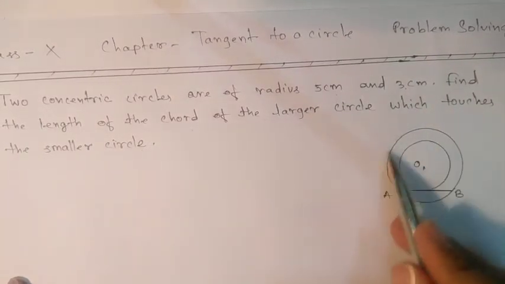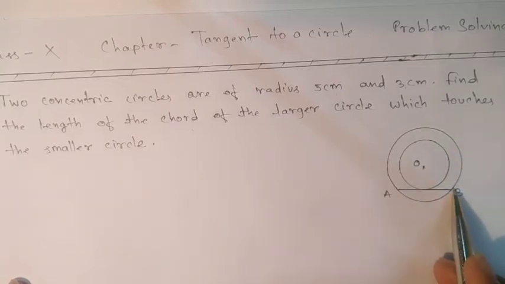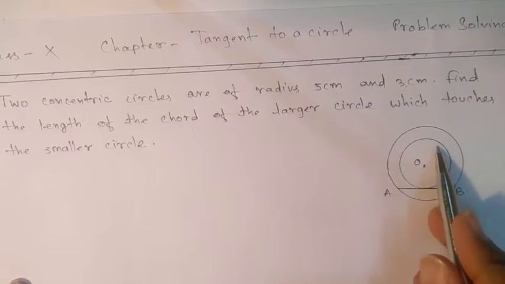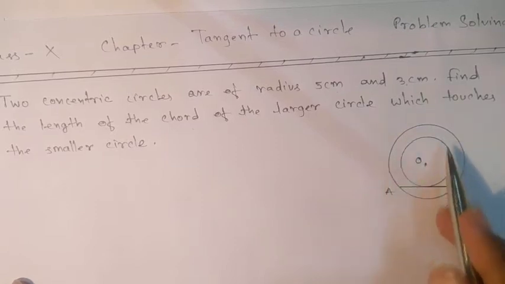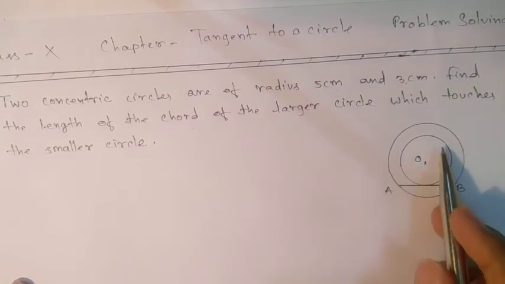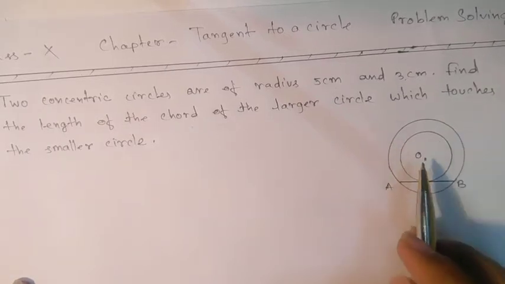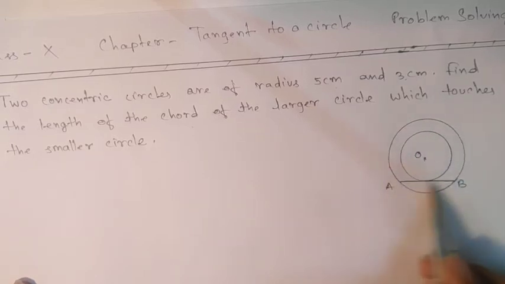So here, this is your larger circle and AB is the chord. Now this AB touches the smaller circle. That means for the larger circle this is your chord and for the smaller circle it is a tangent. Have you seen? Two different things. They are asking us to find the length of this one.